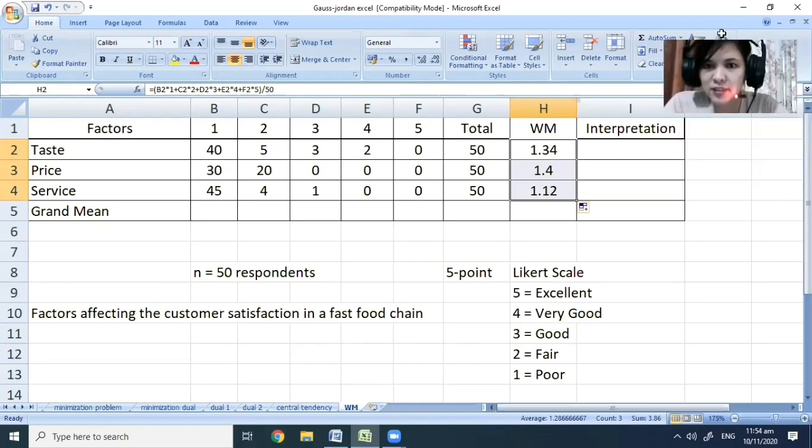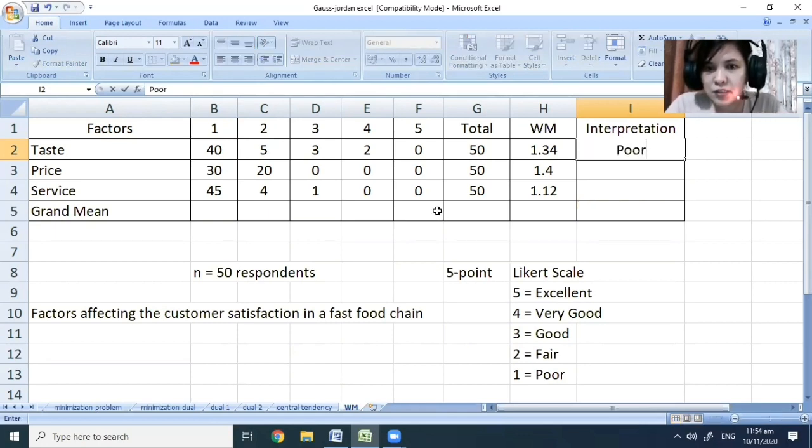So, as you interpret the result, look at the interpretation or description at the bottom. 1.34 means, as you round up to the nearest whole number, that's 1. Equivalent is 4, Poor. Also, the rest, poor interpretation. Then, to get the grand mean, just get the average of all the weighted means.